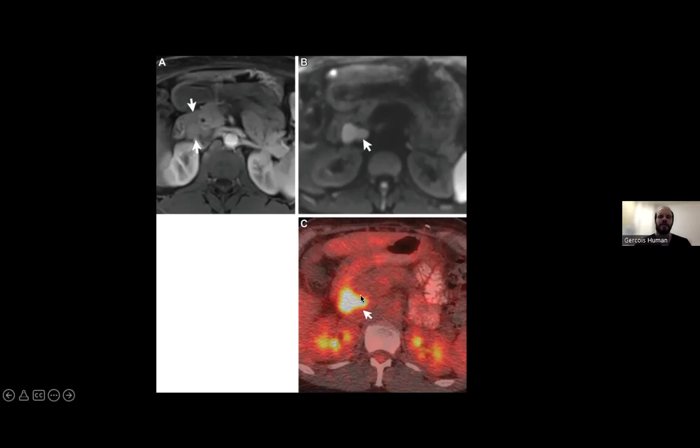And in the bottom, this was showing the FDG PET image showing bright uptake in this corresponding area, in keeping with the metastatic nodal spread.